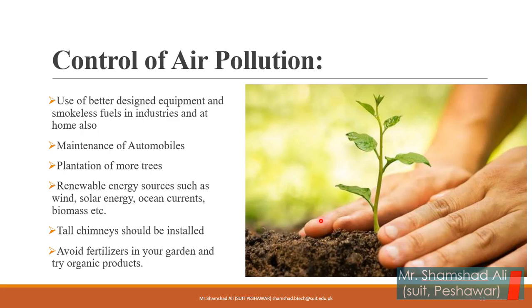Control of air pollution. How can we control air pollution? Use better designed equipment and smokeless fuel in industry and at home also. It is better to use well-designed equipment and smokeless fuels in your automobiles, your industry, and even at your home. Maintenance of automobiles, so that they cannot emit smoke into the environment. Plantation of more trees. This is the main thing. To plant more and more trees.